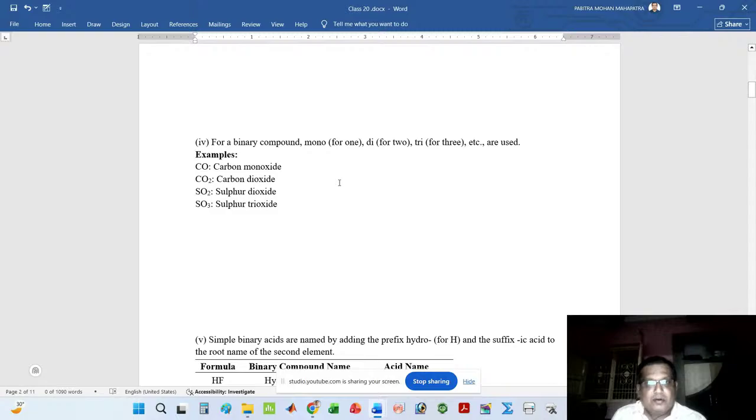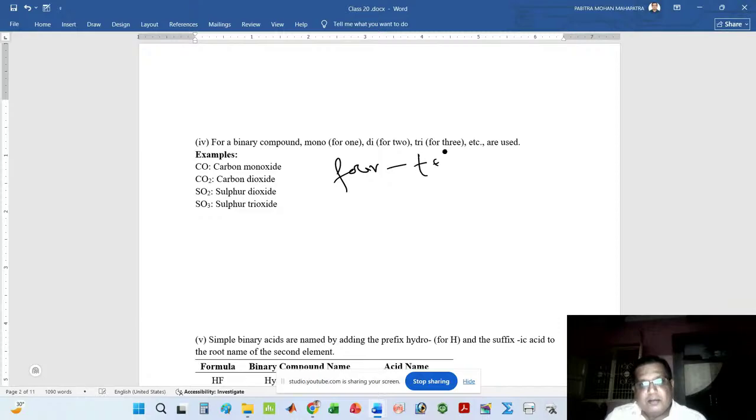For binary compounds, you generally use mono for 1, di for 2, tri for 3. For 4, you can use tetra. For 5, you can use penta. Like that, you can use these words as prefixes.